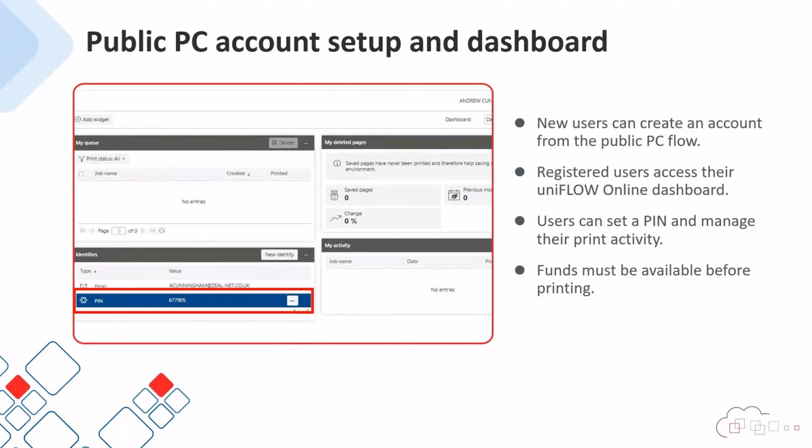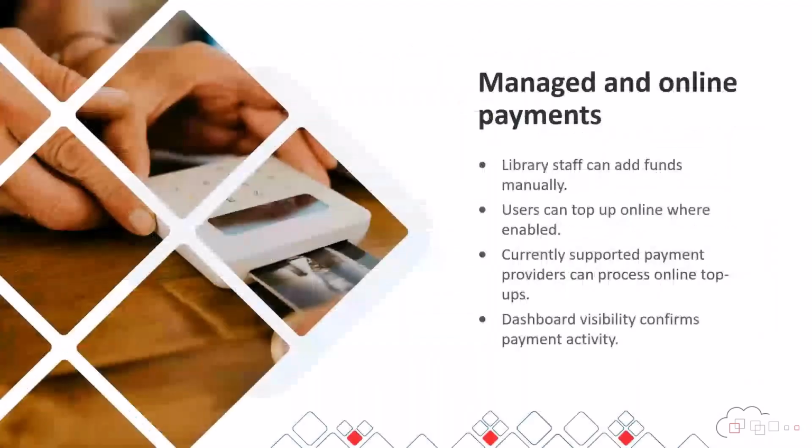So next, let's move from account setup into payment and funds. Before users can actually print, in many paper print environments, they need sufficient funds in their accounts. So the next step is payment and top up. Now, uniFLOW Online supports two main funding options. The first is a managed payment model, where the library staff add funds to the user's account, for example, after taking some cash or a card payment at the actual service desk.